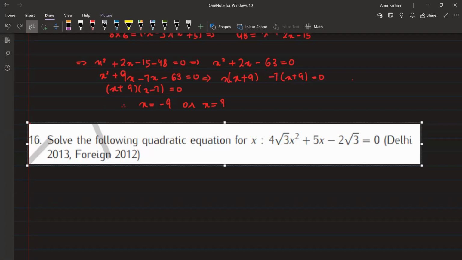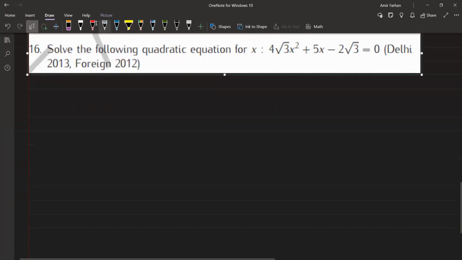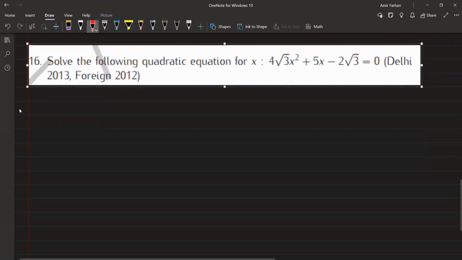Done? Let's solve it together. 4 root 3 x square plus 5x minus 2 root 3 is equal to 0. ठीक है, so you have to split. देखो अब a और c का multiplication लो. So 4 2s are 8 and root 3 into root 3 will be 3. So 8 3s are 24.